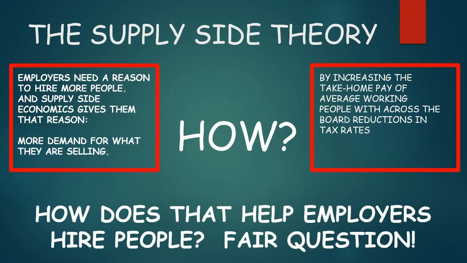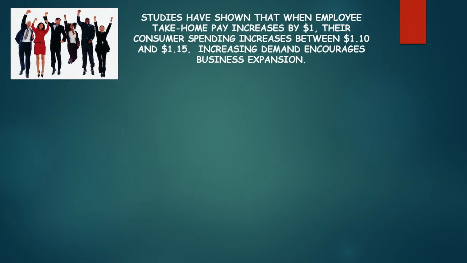But how does that help employers hire people? That's a very fair question. How do you go from reducing taxes on people who are working, withholding taxes, to more jobs? How do you go from one thing to the other? Well, it works kind of like this.